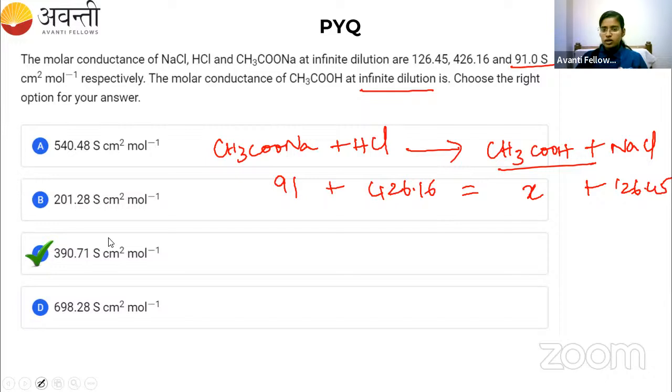Okay. So have you all done in this way, or you have used some other methods? So this is one of the very easiest ways from which you can get the answer. If you are following some other methods also, no problem, you can use it.